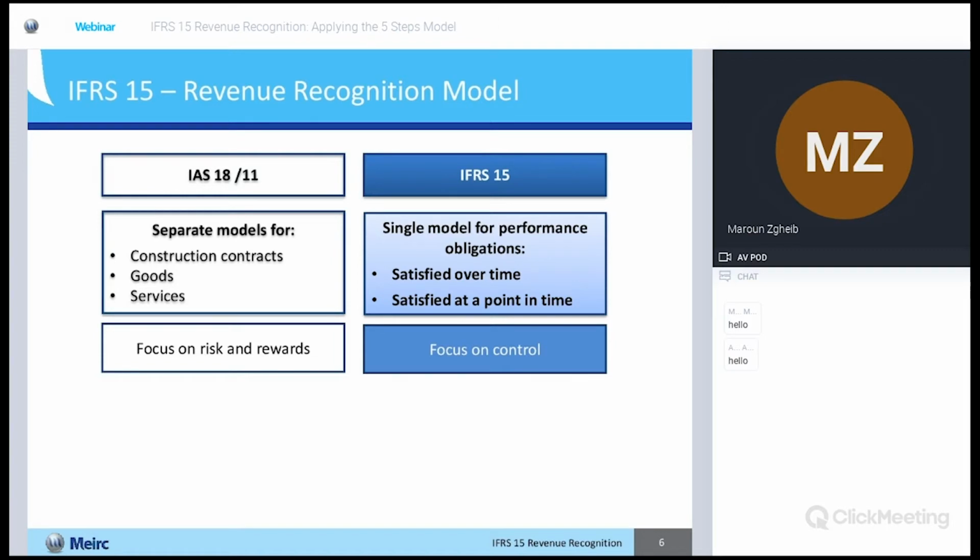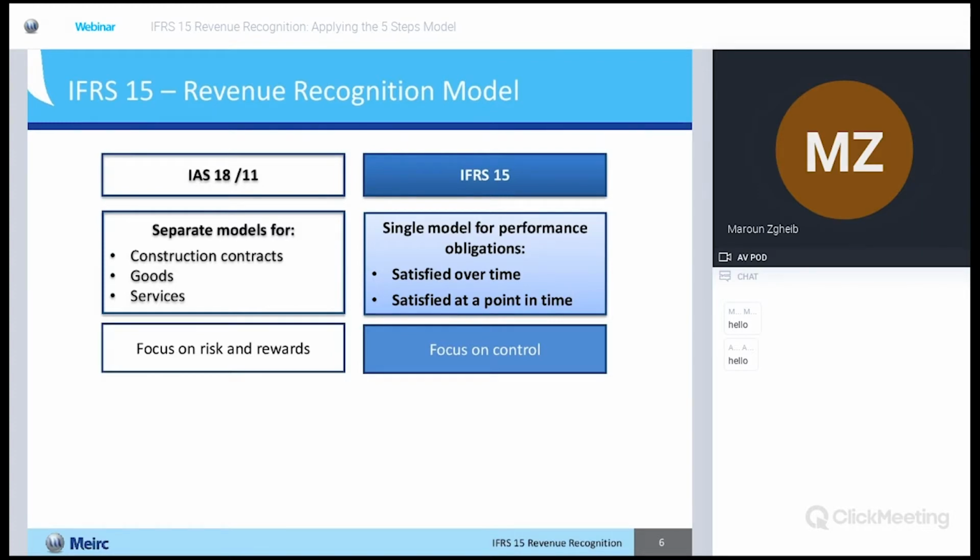The second difference between IAS 18, 11 and IFRS 15 is that IAS 18 and 11 focused on risk and rewards. So revenue was recognized when the company delivers or transfers the risk and reward to the customer, to the beneficiary. Under IFRS 15, the concept of risk and rewards is now included within the concept of control. It is not eliminated, no. It is within the concept of control. But control is a wider scope.